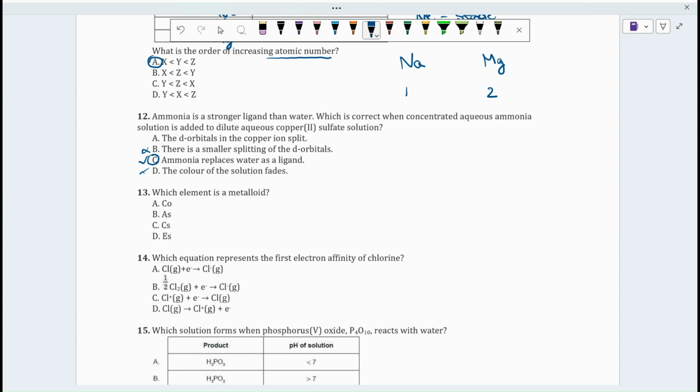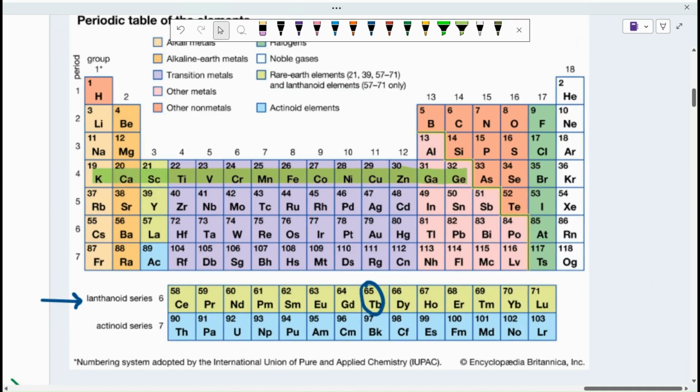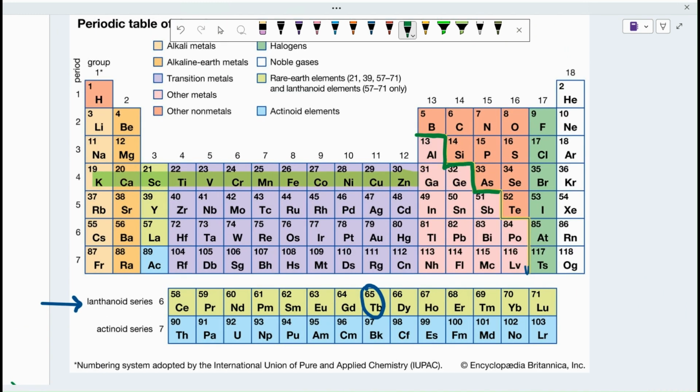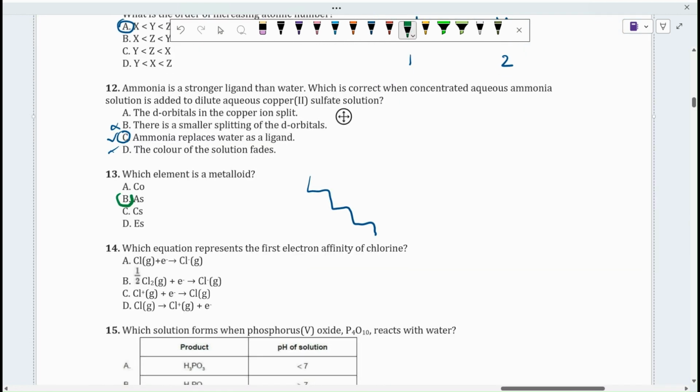Okay. 13, which element is a metalloid? So these are all the elements that lie on that staircase that you might have been told about on the periodic table. So these metalloids have properties of both metals and non-metals. Let's find it on this periodic table. So here is the staircase. And in our options, we have As. So that will be B.